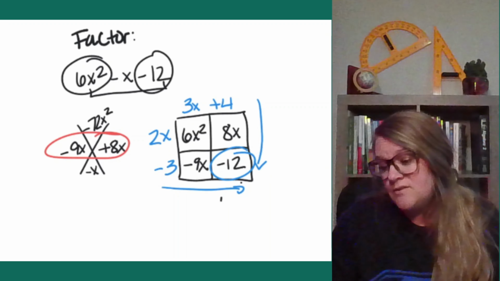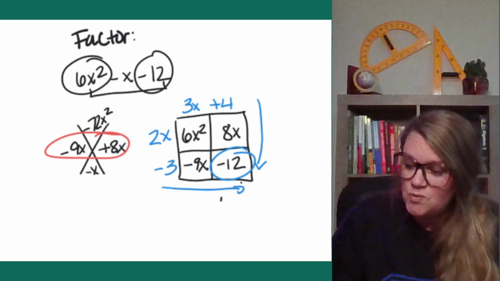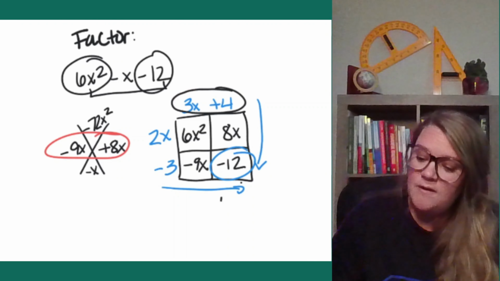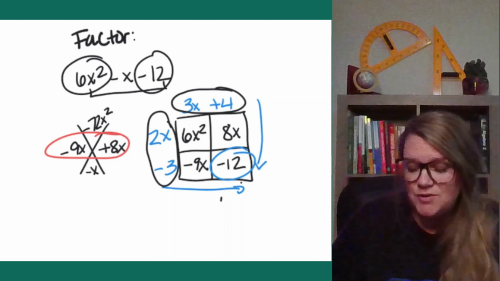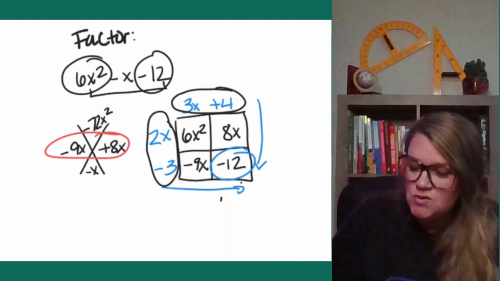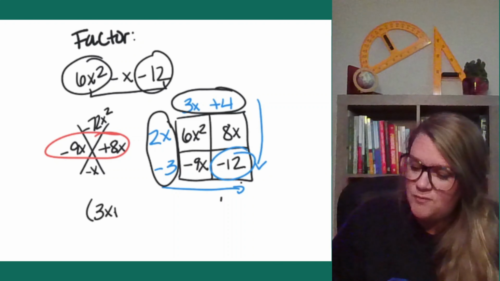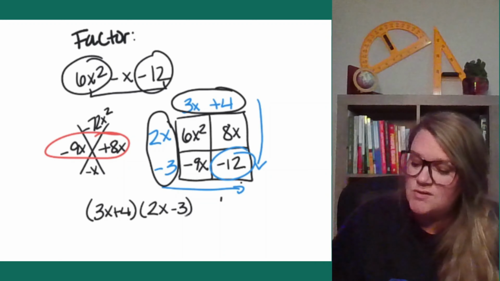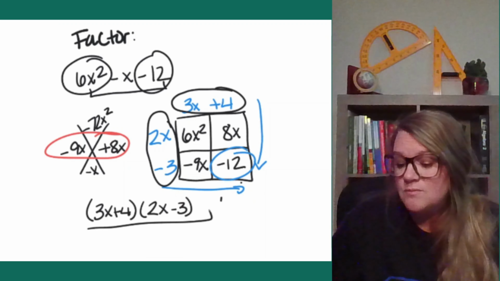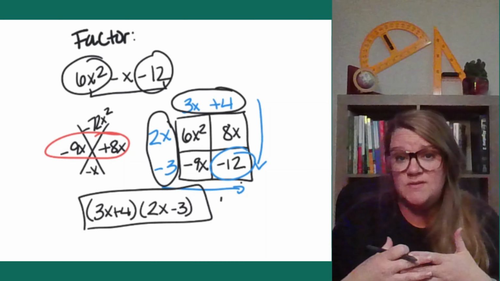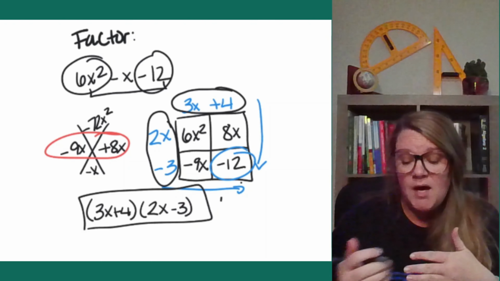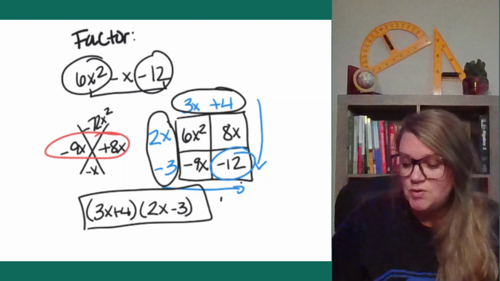So what this did for us is it gave us our two factors. One of them is going to be right here, and the other one is going to be right here. So my last step is to write them as factors in parentheses. So 3x plus 4 is one factor, and the other one is 2x minus 3. Now remember what this answer means. This answer means if I was to redistribute all of these, if I was to refoil them, I should get my original back, and I'm going to show you that we do.